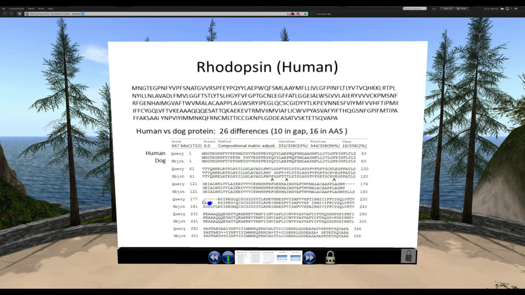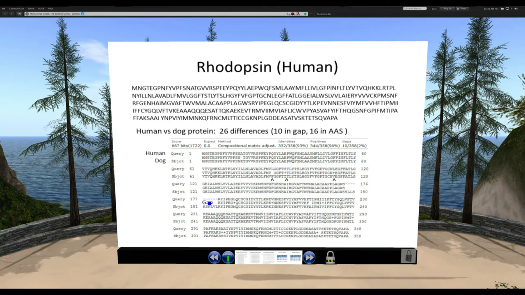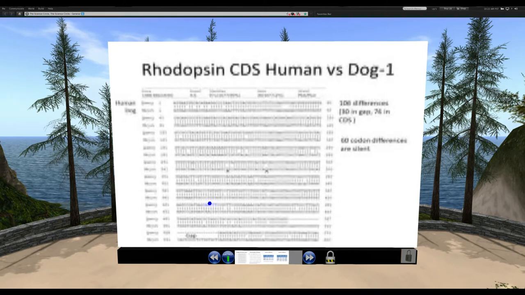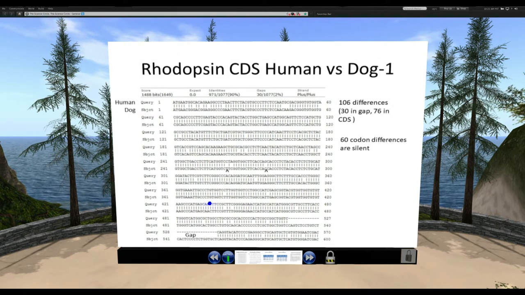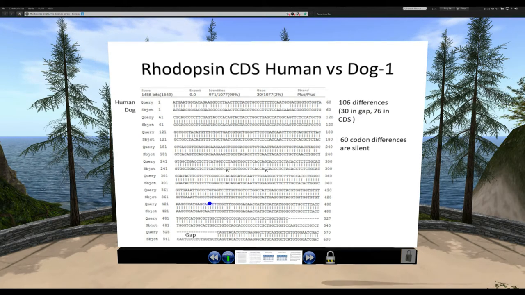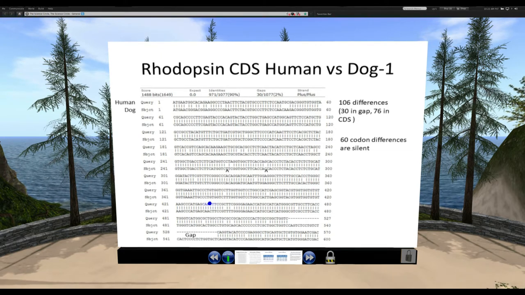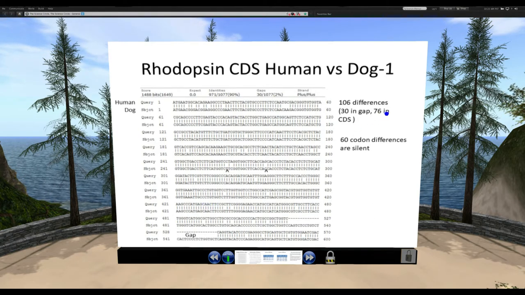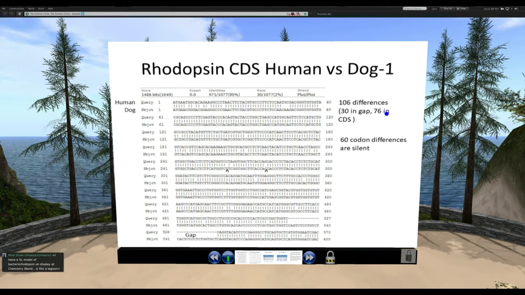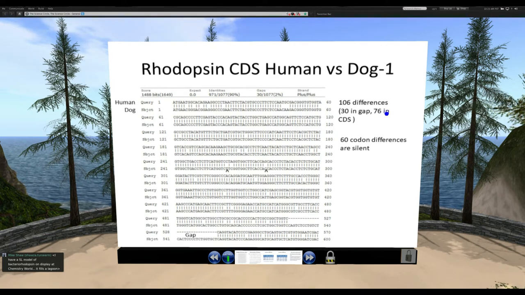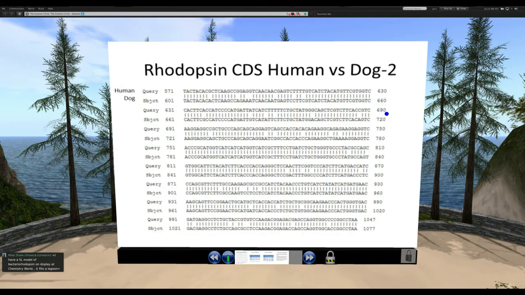So if you're looking only at the coding sequences that are found in both species, there are 16 amino acid differences. And in this case, since it's a bigger protein, it's a bigger coding sequence, and that actually takes two pages, and I'll show you the second page in a minute. But overall, there are 30 bases in the gap and 76 in the coding sequence. So only 16 of those produce an amino acid change, and the other 60 codon differences are silent. So there are more than there ought to be.